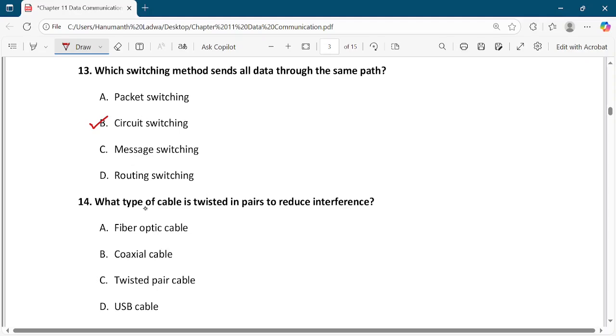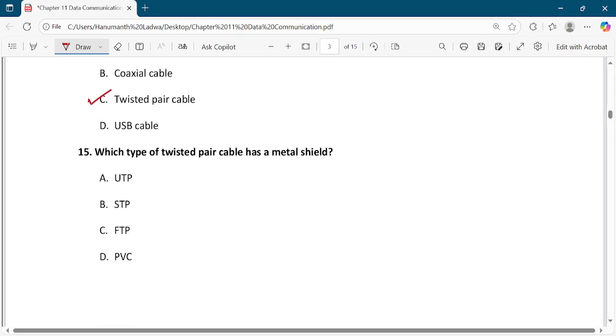Question number 14. What type of cable is twisted in pairs to reduce interference? Option A, fiber optic cable. B, coaxial cable. C, twisted pair cable. D, USB cable. So here option C, twisted pair cable is the right answer.